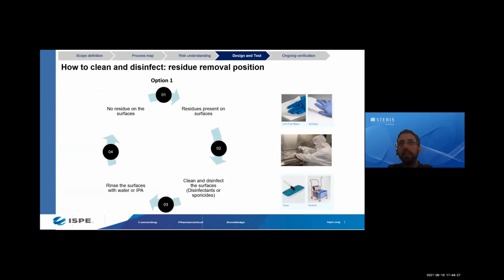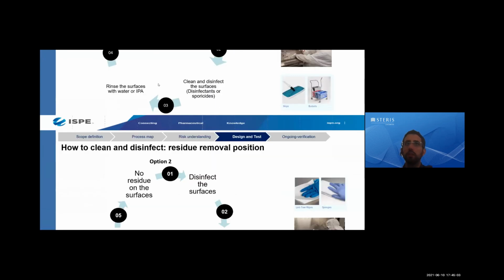Based on your cleaning and disinfection program, if we are looking at a first option, that means my surface does not contain any residue, but there is residue that is built up from the processes and so on. What happens is I am cleaning and disinfecting the surface, and at a periodic frequency, I'm performing a removal of those residues using water or IPA. In an aseptic area, the water will be WFI, and in a non-aseptic area like a grade C or grade D or a control classified area, purified water can be acceptable. And then we go back to the non-residue.